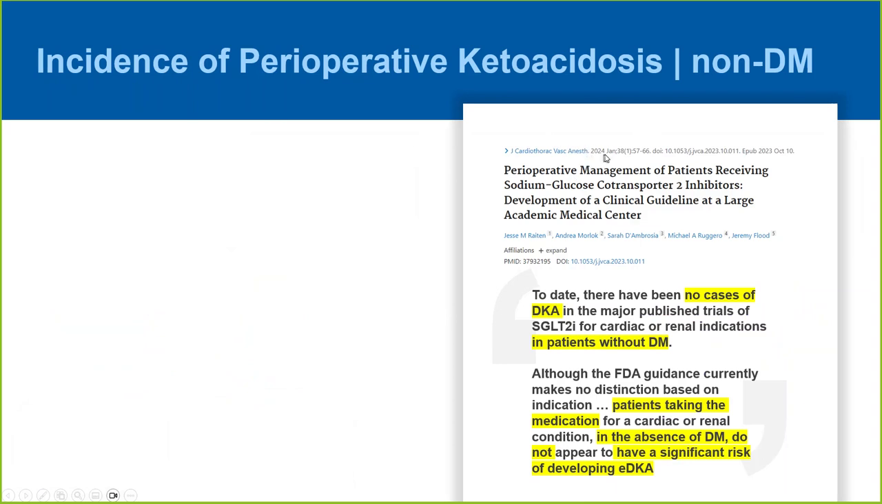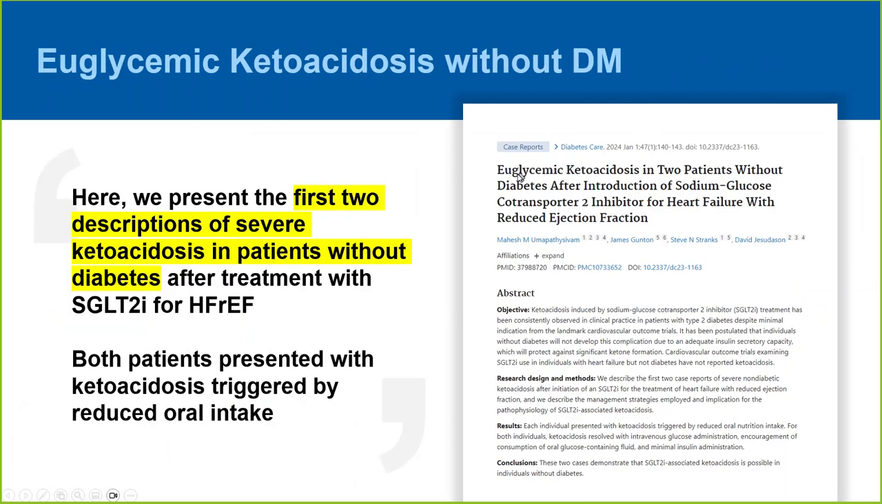Unfortunately, about 1 day after this was published, you get a case report titled Euglycemic Ketoacidosis in 2 patients without diabetes after introduction of SGLT2 inhibitors. And they say, here we present the first 2 descriptions of severe ketoacidosis in patients without diabetes after treatment of SGLT2 inhibitors for heart failure.